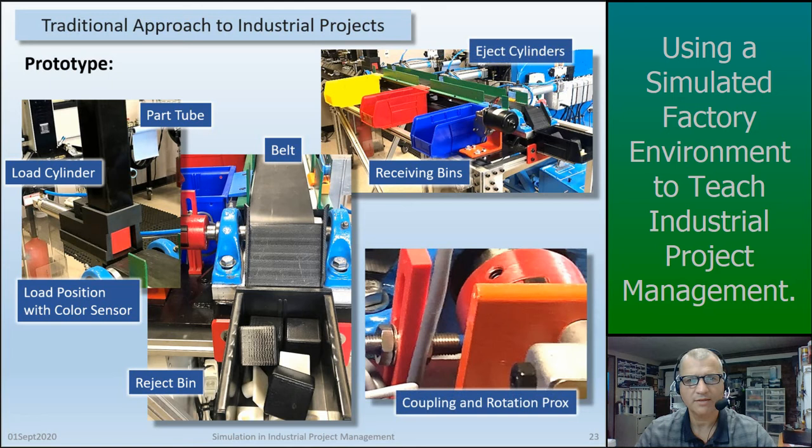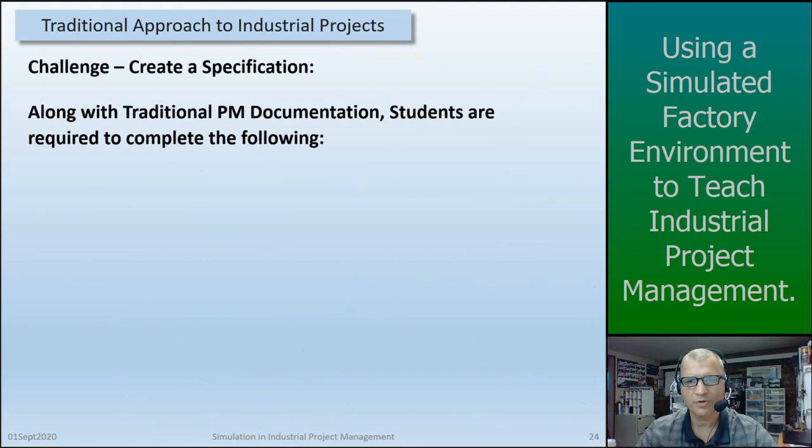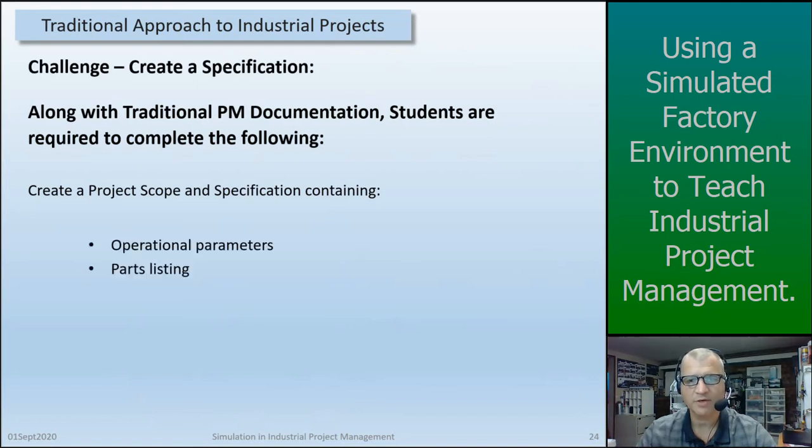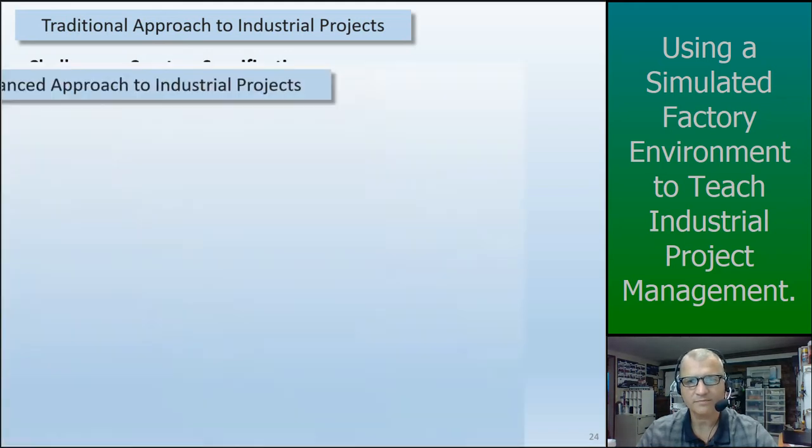One last thing we look at is the coupling and rotation sensors that can be used to count revolutions and determine the position of the belt and therefore the cube on the belt. Along with traditional project management documentation, students are required to complete the following. They have to create a project scope and specification containing operational parameters, a parts listing, a drawing or sketch of the system, basic I/O listing and prints, controls definitions, auto, manual, annunciation, that sort of thing, and of course any other options that they can think of.